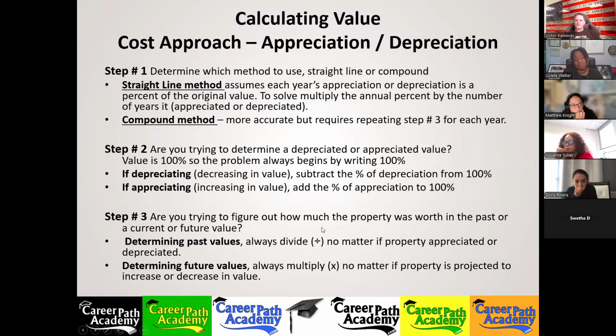Now, are you trying to calculate how much the property was worth in the past, or are you trying to calculate the current value of a property? If you're trying to calculate a value in the past, you've got to divide. If you're trying to figure out a current or future value, you will multiply in this problem.